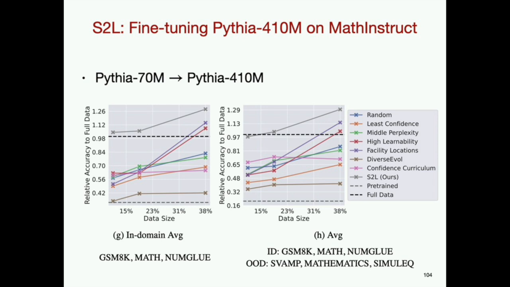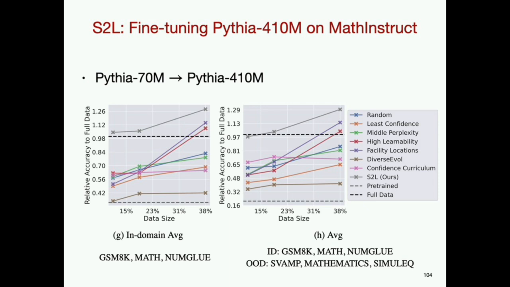We call this method S2L, small to large. This is on arXiv, not published yet. The left plot shows the in-domain results. In this case, we are training Pythia 410 million on the MathInstruct dataset. And the evaluation is a bunch of in-domain and out-of-domain evaluation datasets, different types of math questions. The left plot shows the in-domain average accuracy, and the right plot shows the in- and out-of-domain average accuracy.